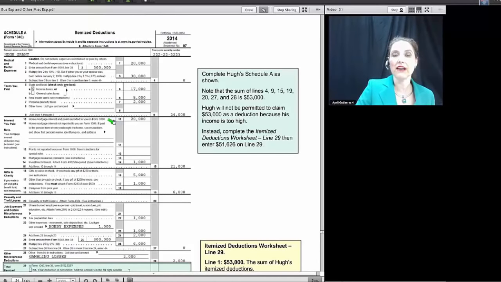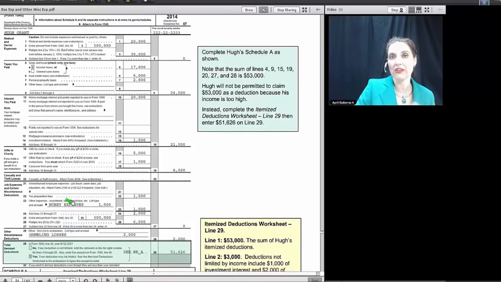Interestingly, the AMT does not touch the home mortgage interest deduction. That is the holy grail of tax deductions as far as I'm concerned, because it's allowed under both the regular tax and the AMT. Charity is also allowed under the regular tax and the AMT, but these miscellaneous itemized deductions, under the AMT, they are taken away. So not only do you have to deal with the 2% limit on income, you also have to deal with the limit on itemized deductions, and then finally you have to deal with the limits under AMT.